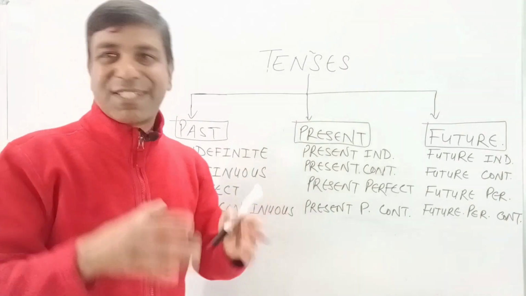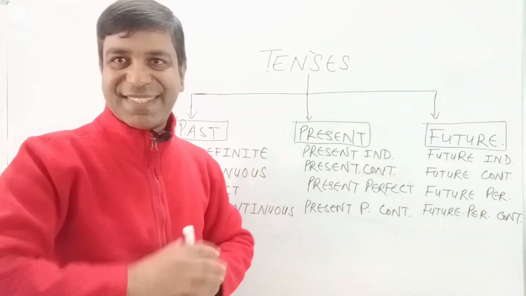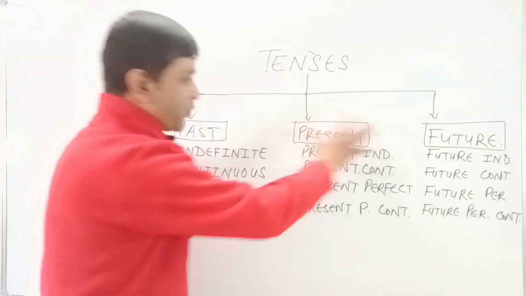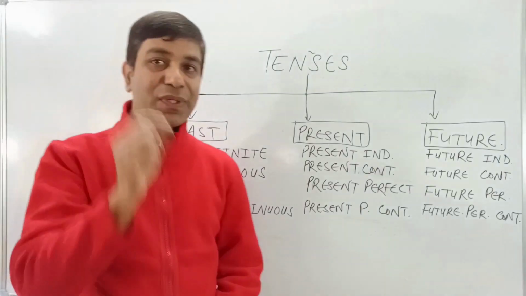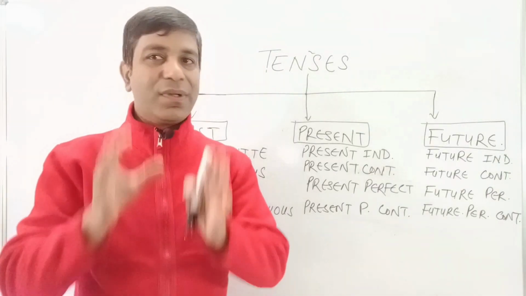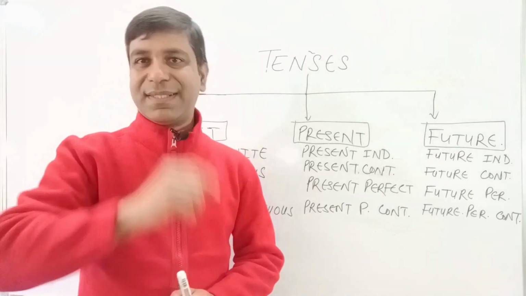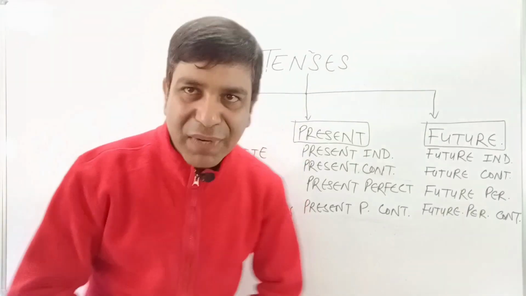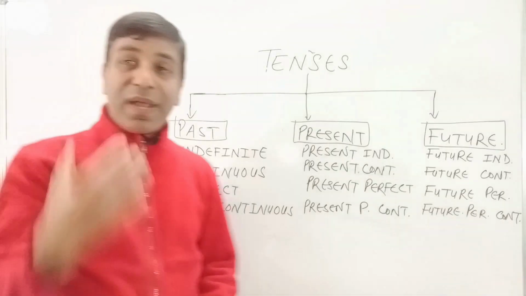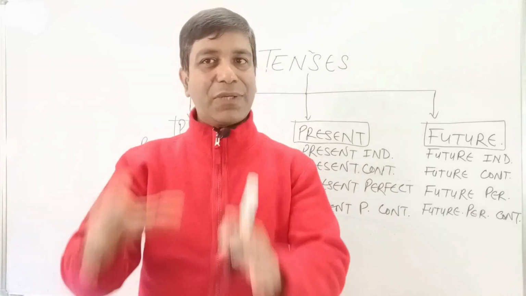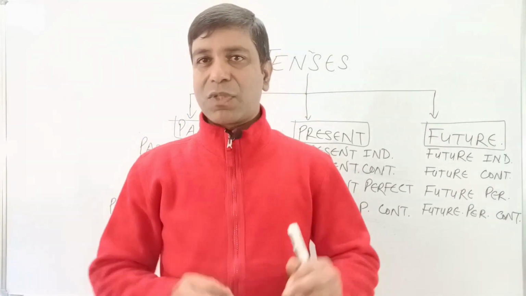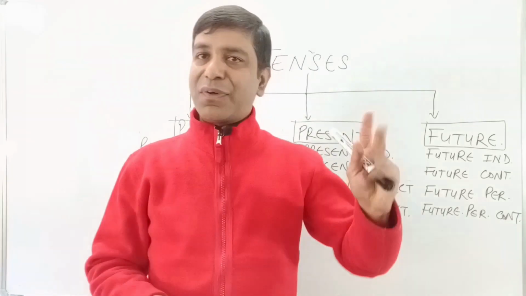So this is quite easy, isn't it? Tenses has 3 children and 12 grandchildren, and we are going to learn about each one of them, when and how they are used in our sentences. Before I talk about the 12 grandchildren of the tenses, I would like to give you a brief idea about the verbs as well, because we cannot study tenses without studying verbs.